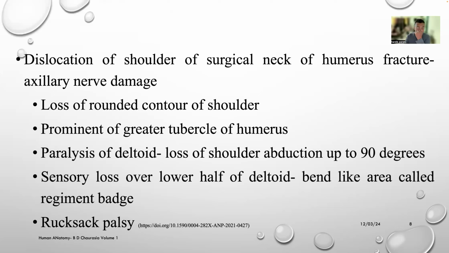That is a sign. The second is that the greater tubercle of the humerus will become prominent. Generally you cannot see that because the deltoid is there as a muscular halo, but in case of paralysis, the greater tubercle of the humerus will become prominent. Then paralysis of the deltoid will cause loss of shoulder abduction up to 90 degrees. The patient will not be able to do shoulder abduction.